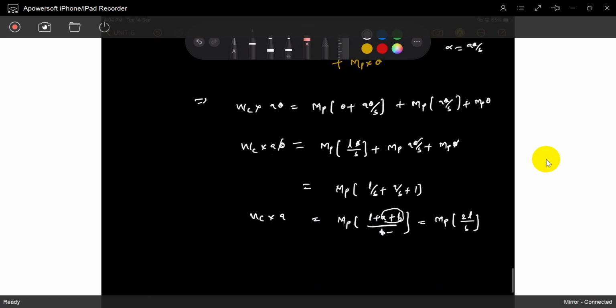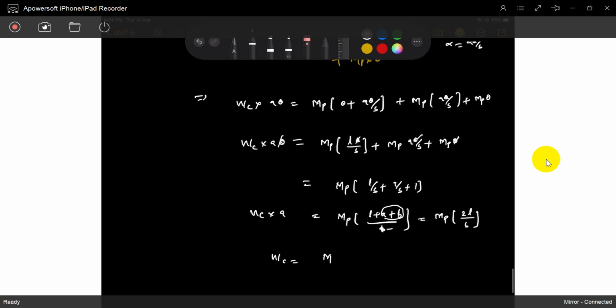WC into A. So what is WC? MP 2L by AB. That's it. Got the idea? So if you reach that load, this value, then only the system collapses. That is the collapse load. At least three hinges are required. At least three plastic hinges should be formed. The plastic hinge has a capacity of MP. Understood? The plastic hinge capacity is MP.